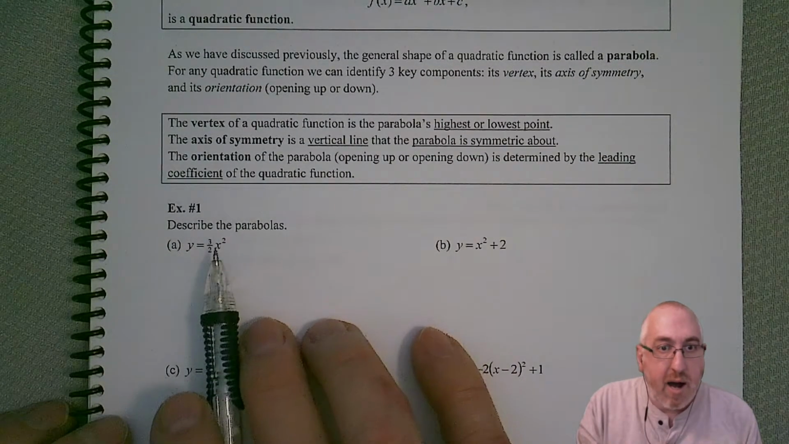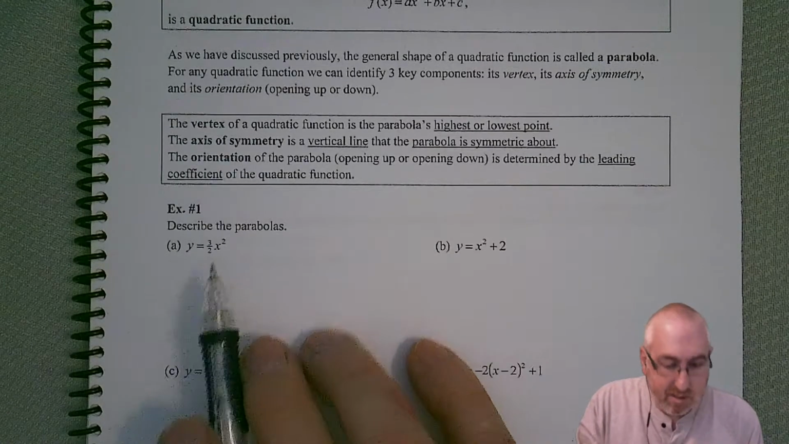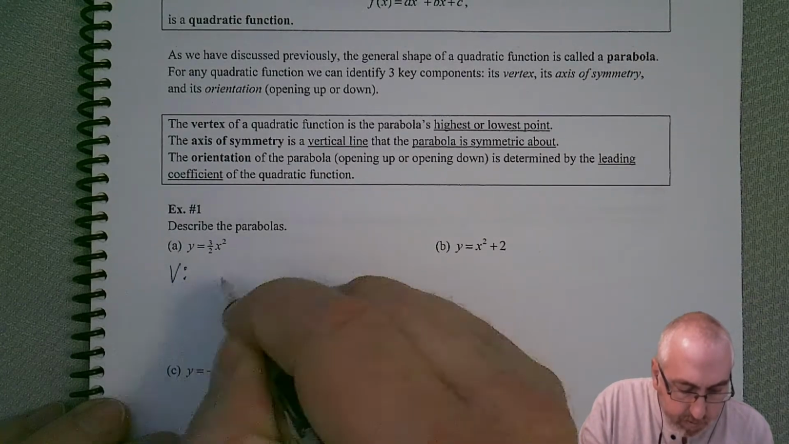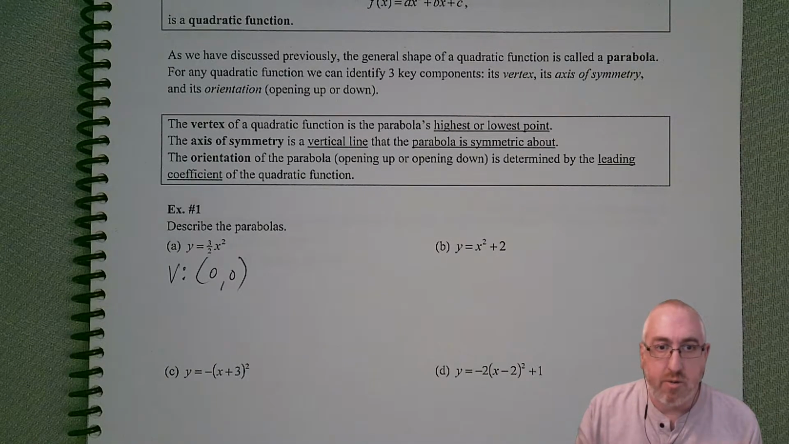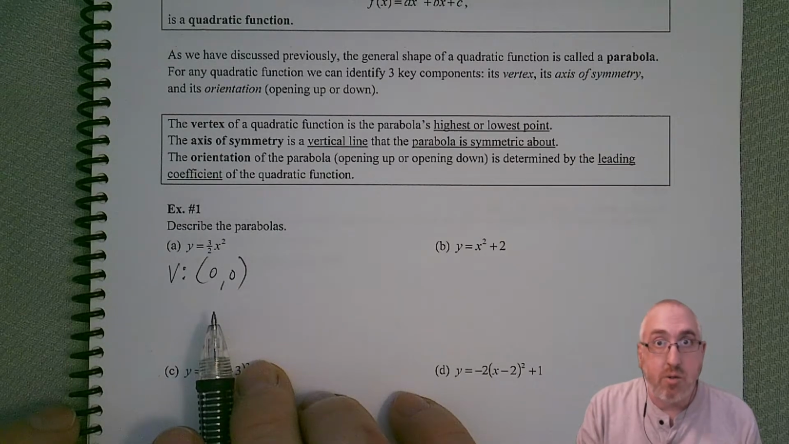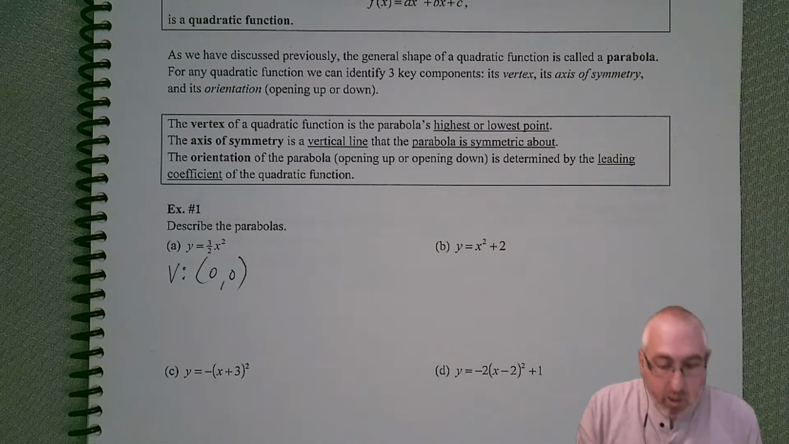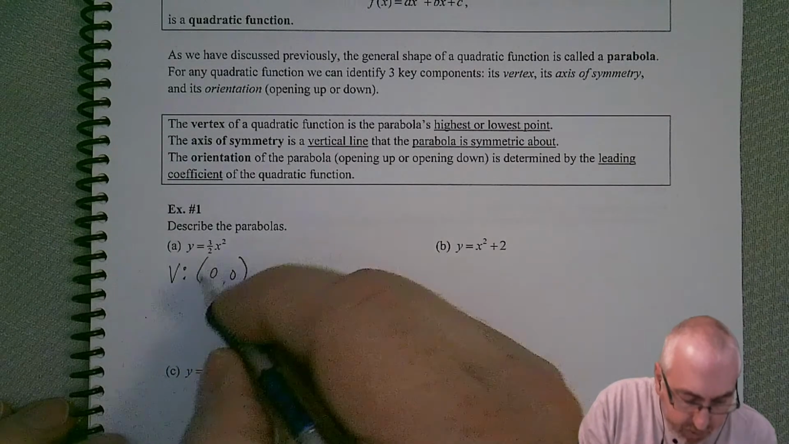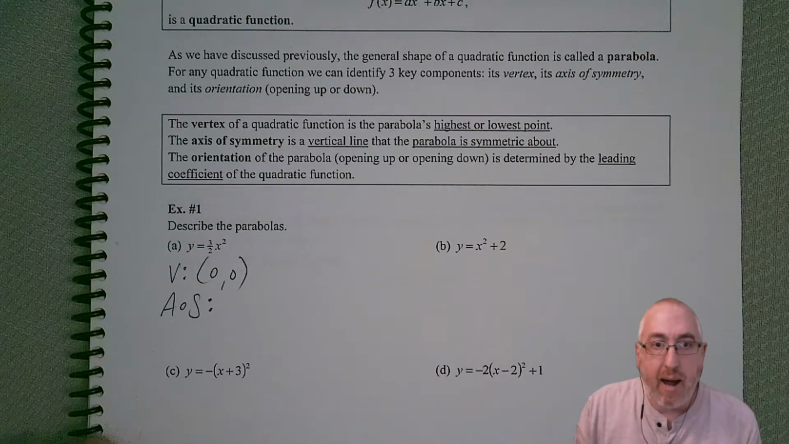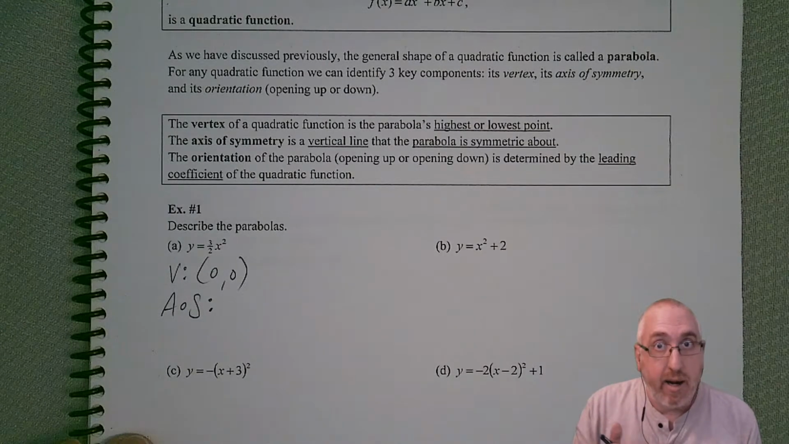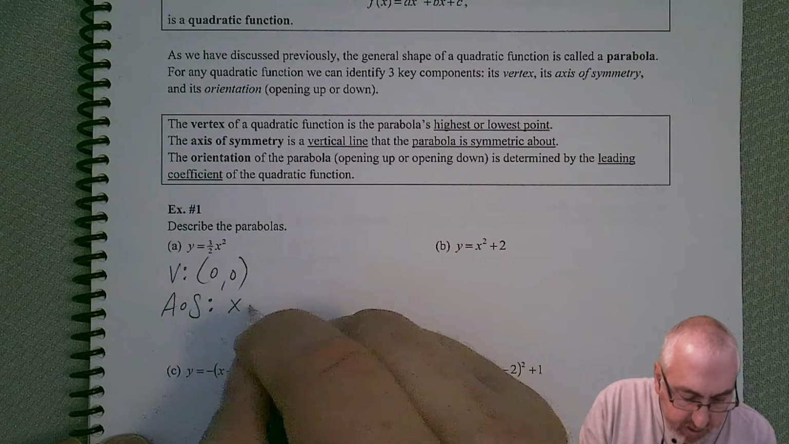So if we're not shifting it up or we're not shifting it to the right or to the left, then the vertex is going to be at 0, 0. So we know where the vertex is. The vertex is at 0, 0. Now, if the vertex is at 0, 0, then we know that we can fold it right on the y-axis. So what's the equation of that axis of symmetry? And again, I'm just going to abbreviate AOS. So our axis of symmetry is a line, and it's a vertical line. And so when it's a vertical line, we should know that it's of the form x equals a number.